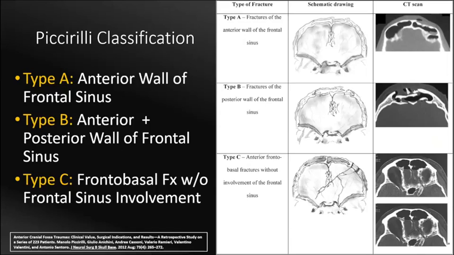And so a type A fracture shown in the schematic involves only the anterior wall of the frontal sinus. A type B involves the anterior and posterior walls of the frontal sinus, and a type C is a frontobasal fracture without frontal sinus involvement.